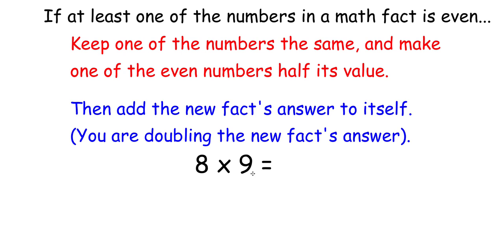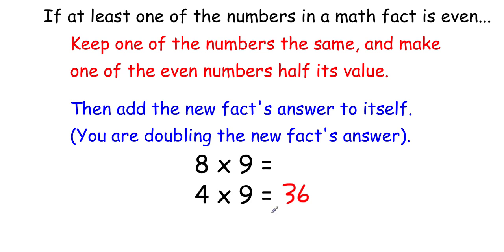So here we go. Let's try this one. 8 times 9. Which one is going to stay the same and which one is going to be half? All right, the 8 is going to be half. What's half of 8? Good. Half of 8 is 4, and the 9 is going to stay the same. So we're going to have 4 times 9. If you know this fact of 4 times 9, then you could do this strategy. If this doesn't work, you could use a different strategy to figure out 4 times 9, but let's say you do know that, and let's say that's 36, because it is. 4 times 9 is 36.